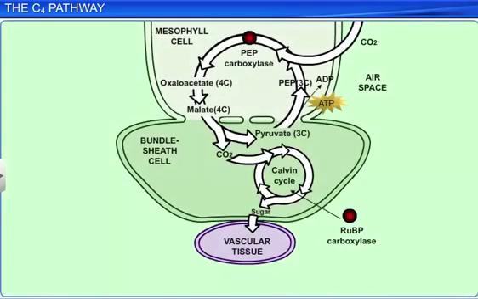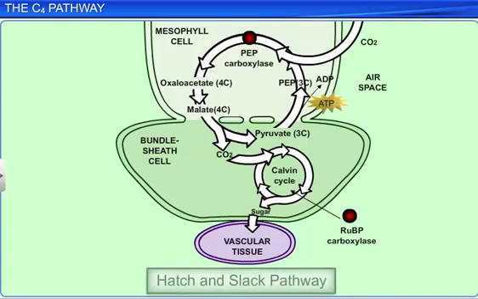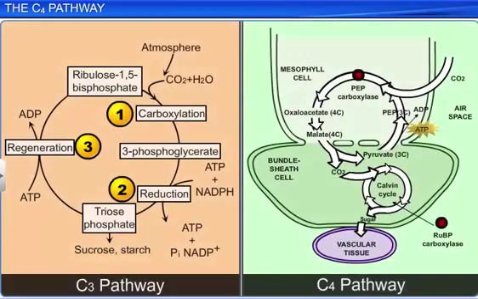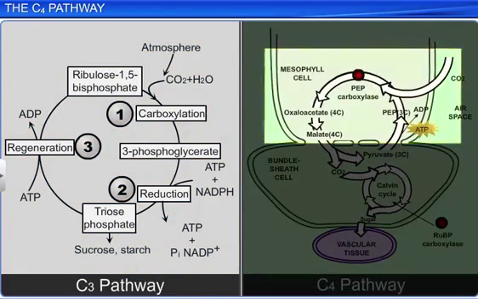The C4 pathway was discovered by M.D. Hatch and C.R. Slack in 1966. Hence, it is also called the Hatch and Slack pathway. Carbon fixation in C4 differs from C3 plants, as it has one extra step preceding the C3 Calvin cycle.